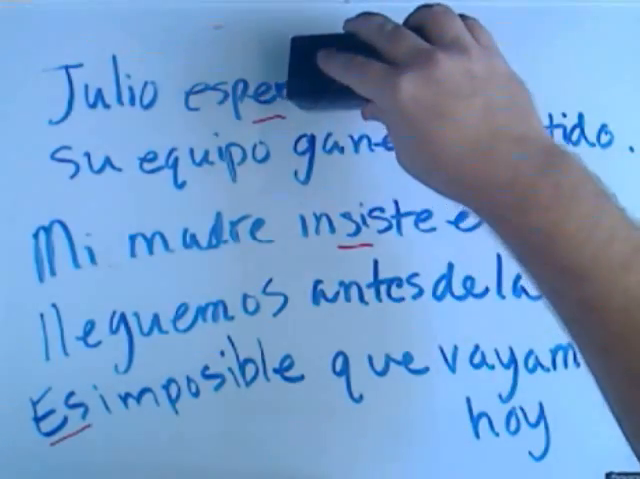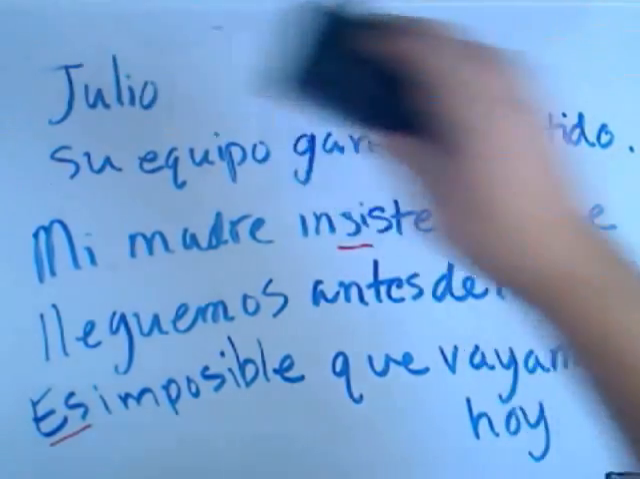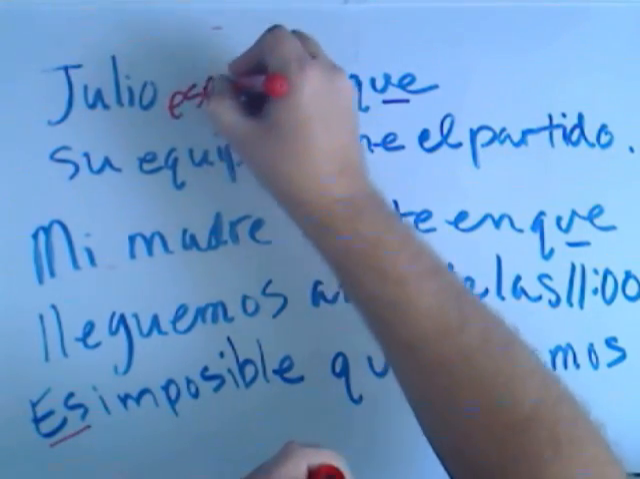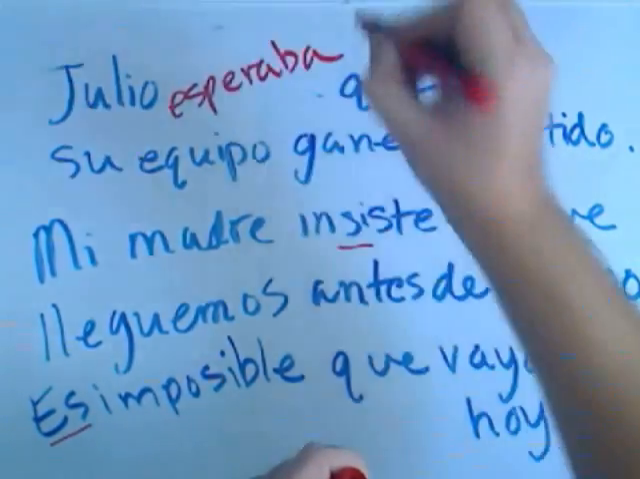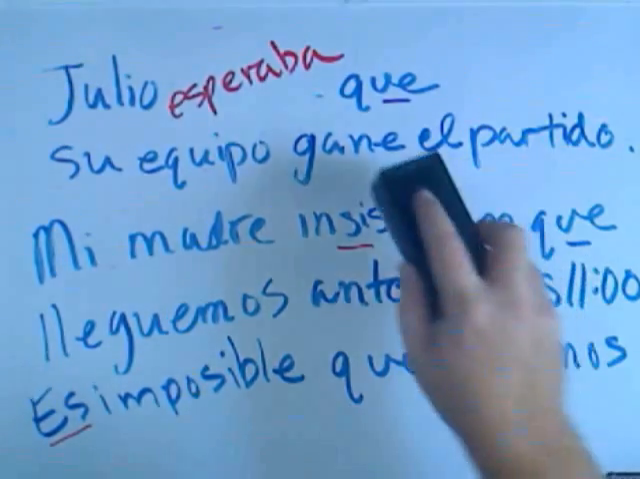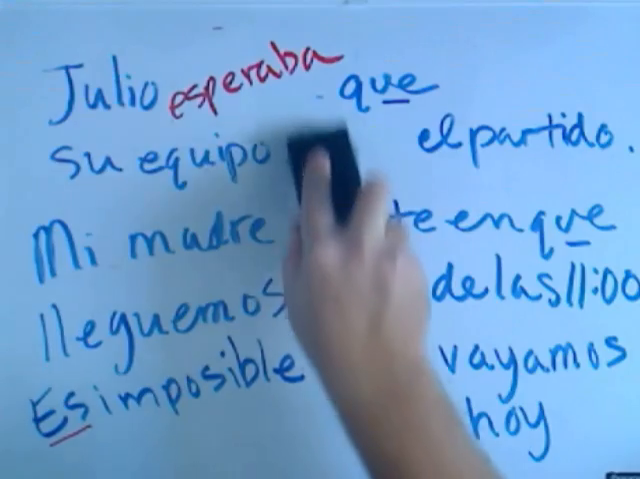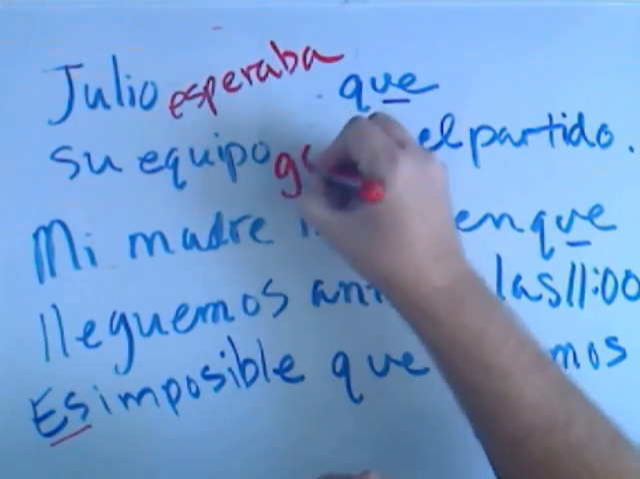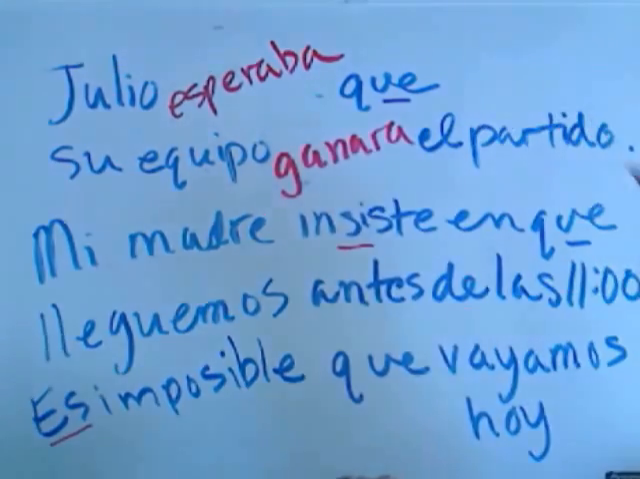So instead of Julio espera, he hopes, we're going to say he hoped. Julio esperaba. I do have videos on the preterite and imperfect past tenses in Spanish. Julio esperaba que su equipo, something's going to have to change with this subordinate clause verb in the present subjunctive. It's going to have to go into the past subjunctive: ganara. Remember, we're getting that from the form ganaron, third person plural of the preterite, taking off the on, adding the ending.